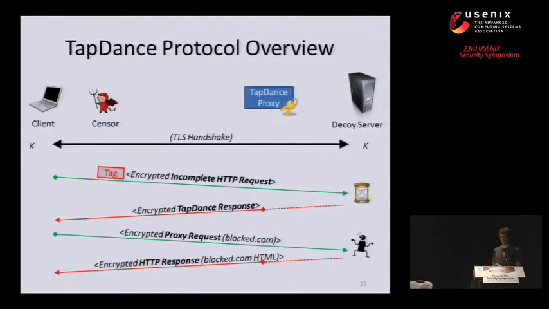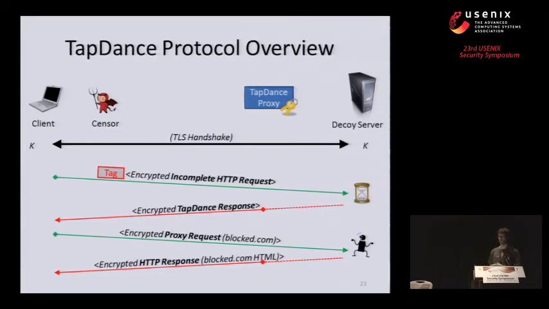So if we step back and look at the TapDance protocol from a high level, it looks something like this. The client creates a normal TLS handshake with the decoy server. In its first encrypted request, it sends one of these incomplete requests that contains this special tag. The TapDance proxy can extract this tag and then pretend to be the decoy server, and respond with a response that says, "Hello, I'm the TapDance proxy here, and feel free to use this as a TapDance connection."